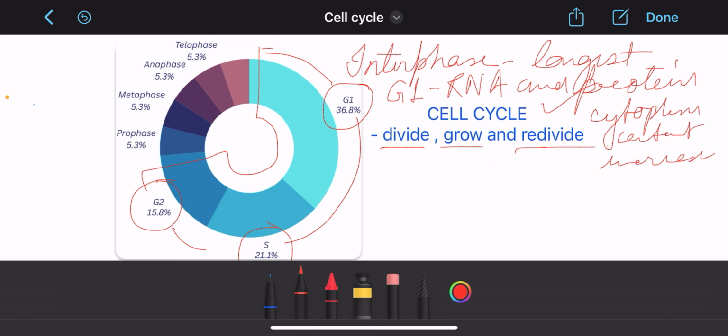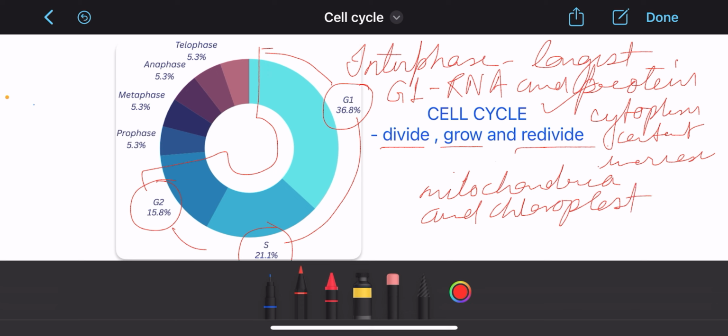And there are two cell organelles, that is mitochondria and chloroplast. They divide. Now the three things which are happening during G1 phase are the synthesis of RNA and proteins, the cytoplasmic content is increasing, and mitochondria and chloroplast are dividing.